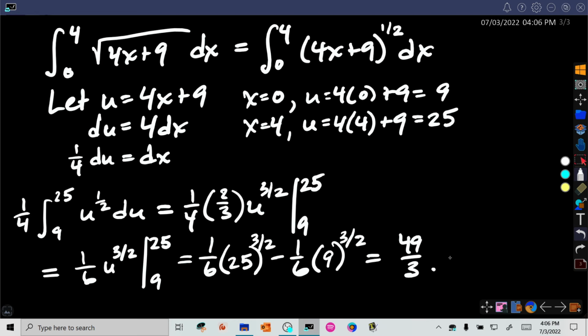All right. Let's do another one. Ooh, I like this one. Next one. Suppose I've got the integral from 0 to 2 of x over x squared plus 4 dx. Okay.